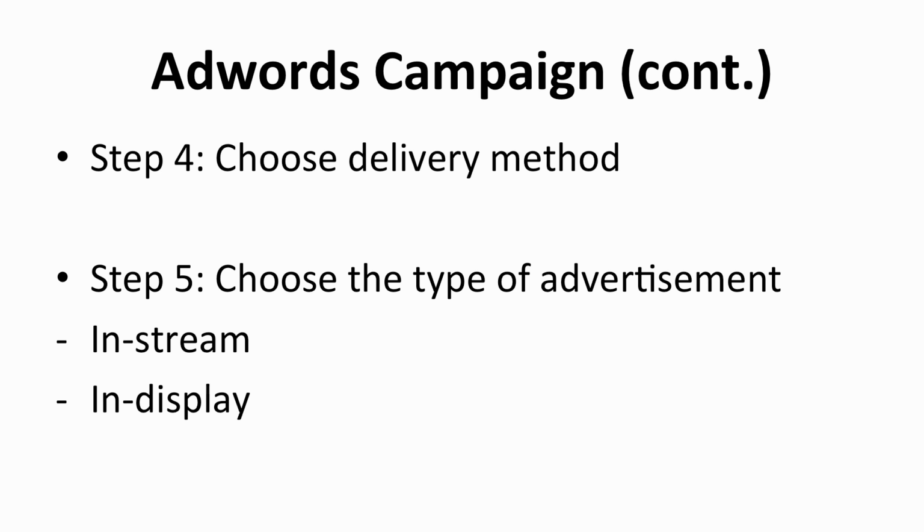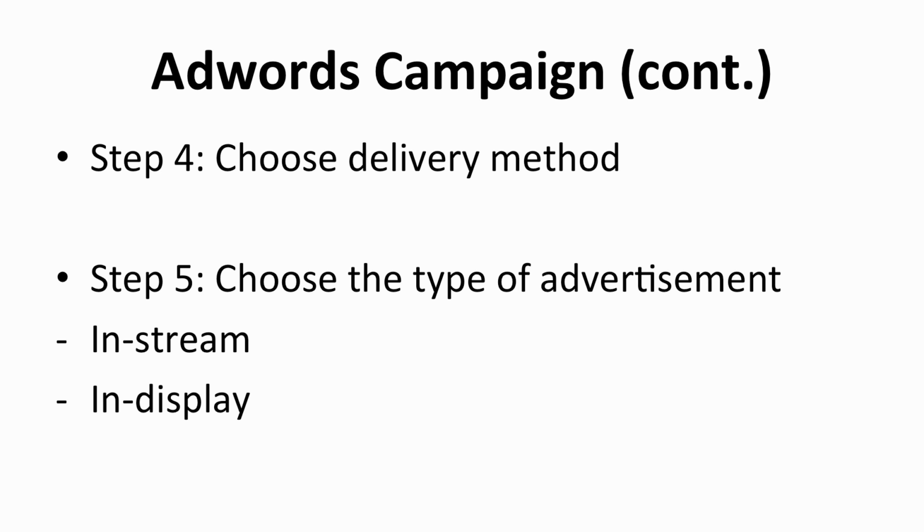Under the advanced settings, you can schedule your start date, end date, and ad scheduling. It is better to have an end date, just in case you've forgotten to end the campaign and get charged extra from the campaign. The next step is to choose the type of advertisement you want for your video. There are two types of ads, the in-stream and in-display video.